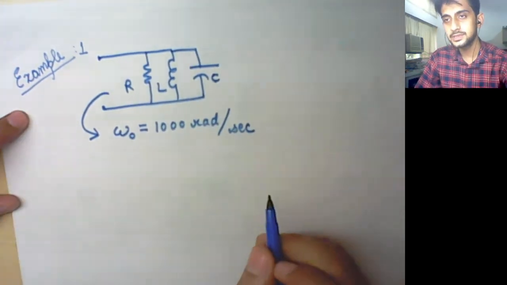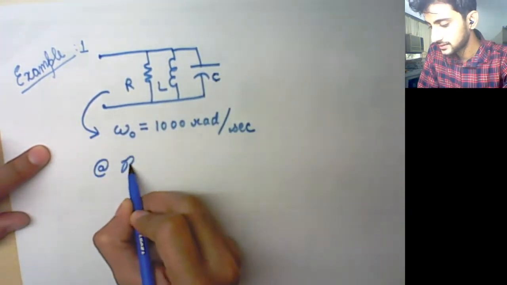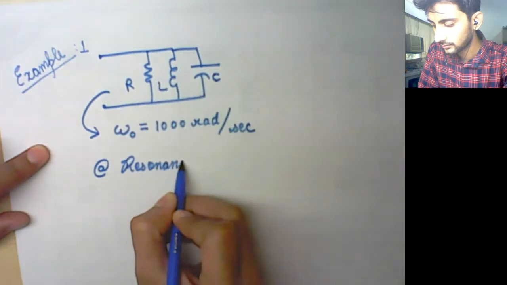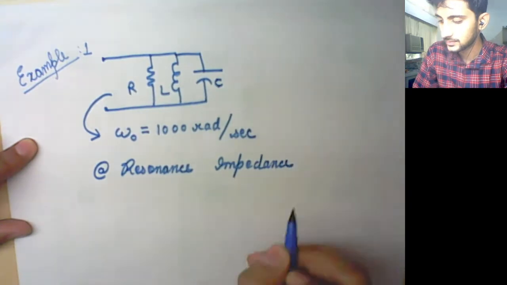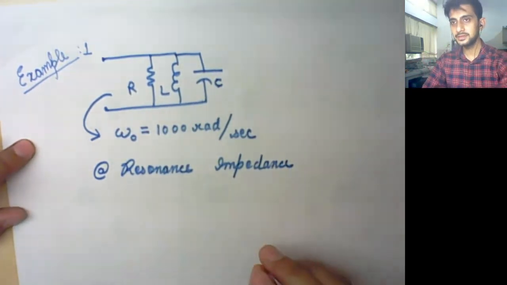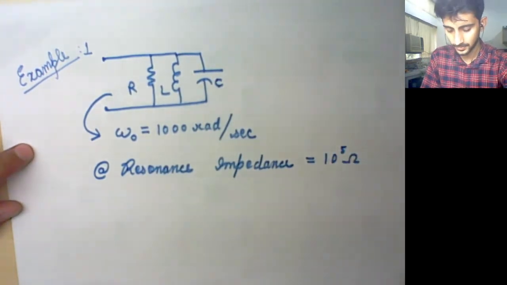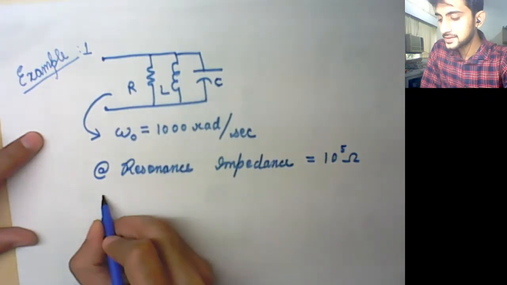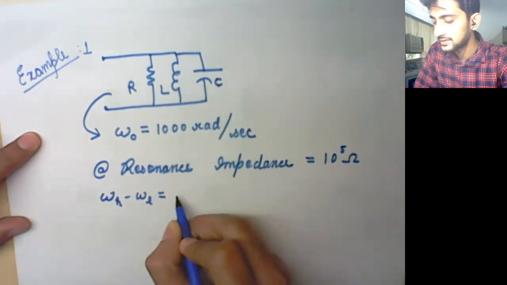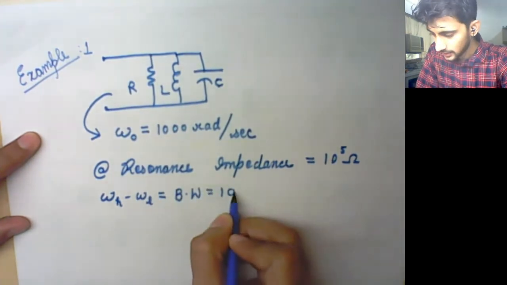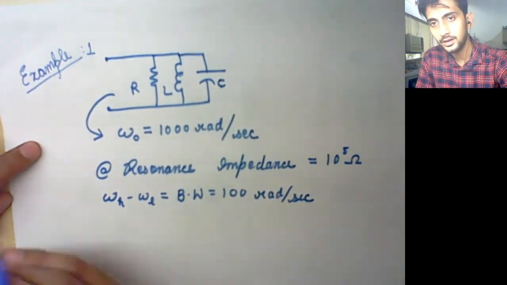So the resonant frequency is given, and at resonance it is given that the driving point impedance is equal to 10 raised to the power 5 ohms. Another thing which is given is that the bandwidth, which is omega H minus omega L, is equal to 100 radians per second. A few things are given.